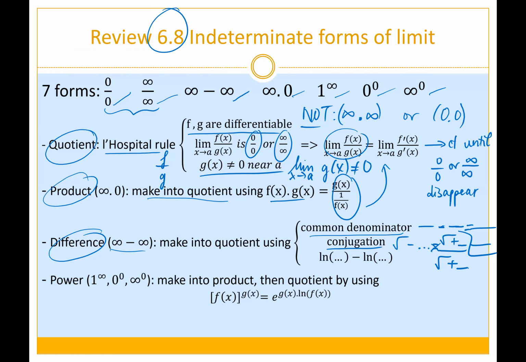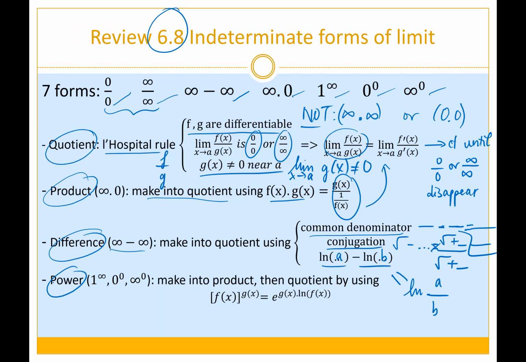And then you have ln of something minus ln of something. This uses the properties of ln. The difference of two ln's is ln of the quotient: say this is a and this is b, it's going to be ln of a over b. This is one of the properties of the log function.